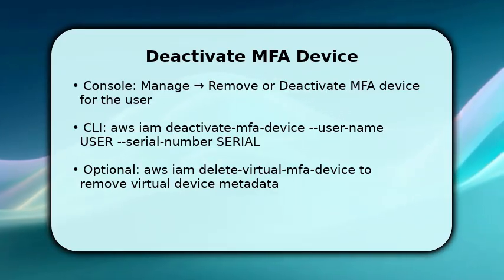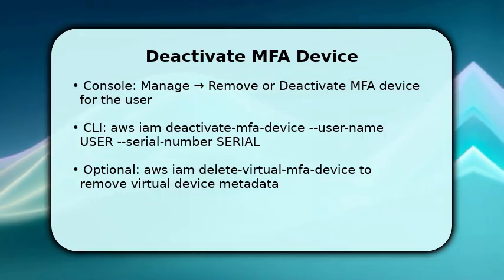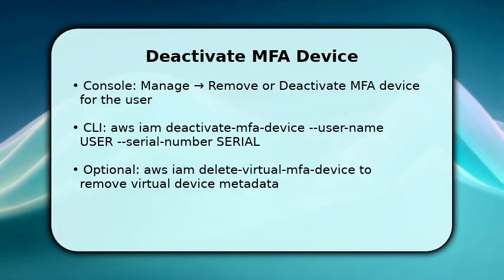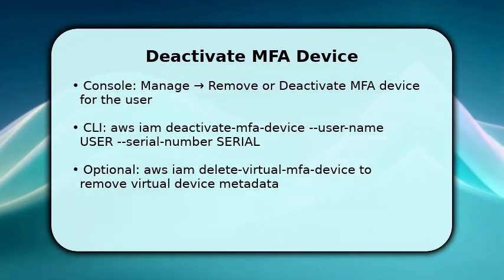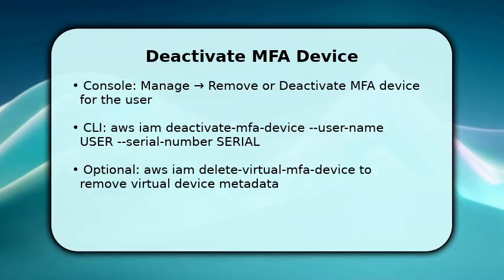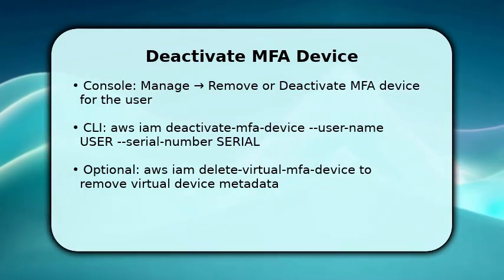Confirm when prompted. If you prefer automation, use the AWS CLI. Run aws iam deactivate-mfa-device, --user-name user, --serial-number serial, to detach the device, then optionally run aws iam delete-virtual-mfa-device to remove the virtual MFA device record. Make sure the serial number matches what appears in the console.